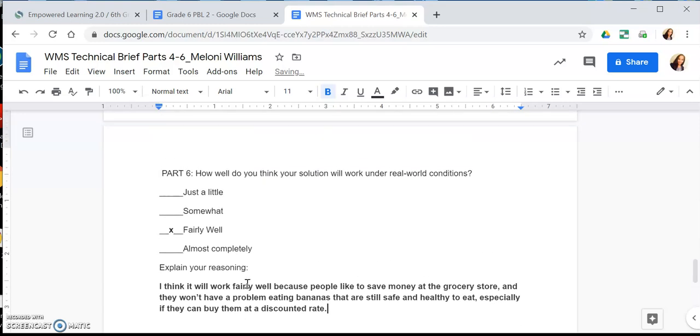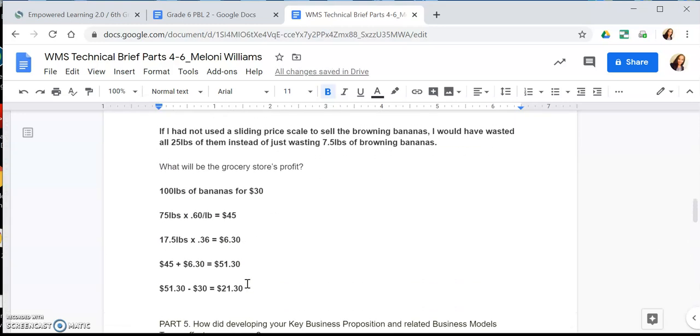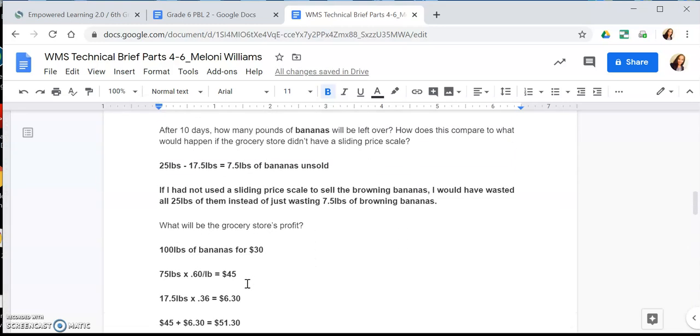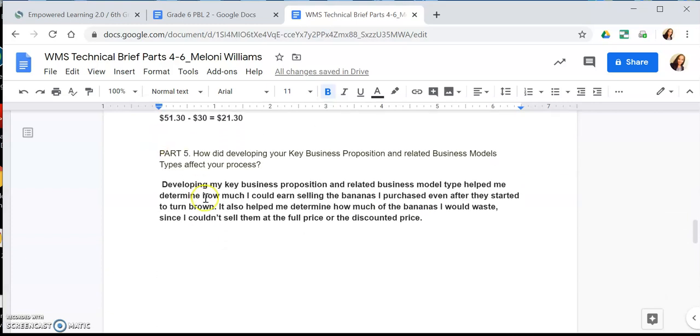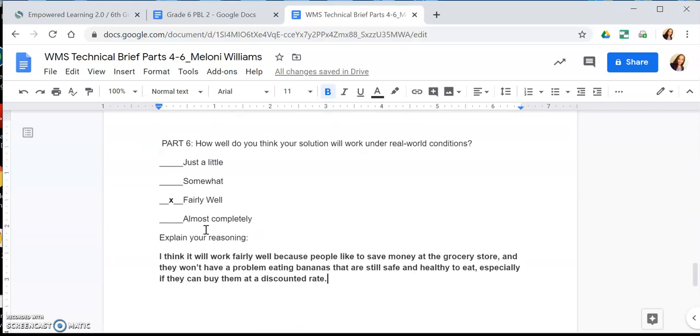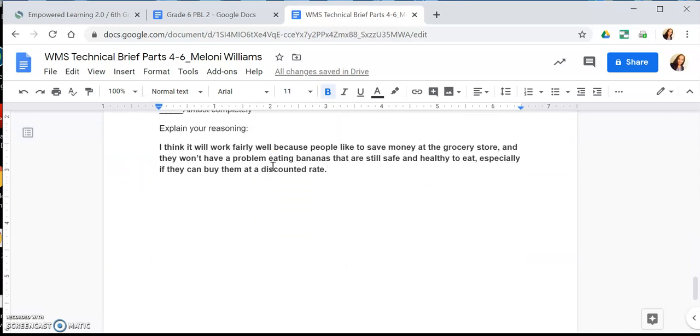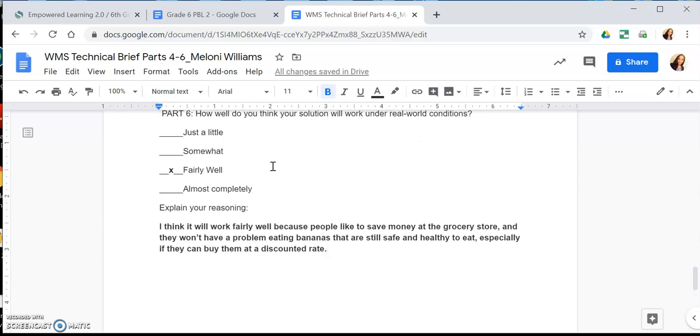And so that's how you basically complete assignment number 4, going through the steps of the sliding price scale and answering the questions associated with part 5 and 6. So after you complete these steps, you're basically done with assignment number 4 of PBL 2.